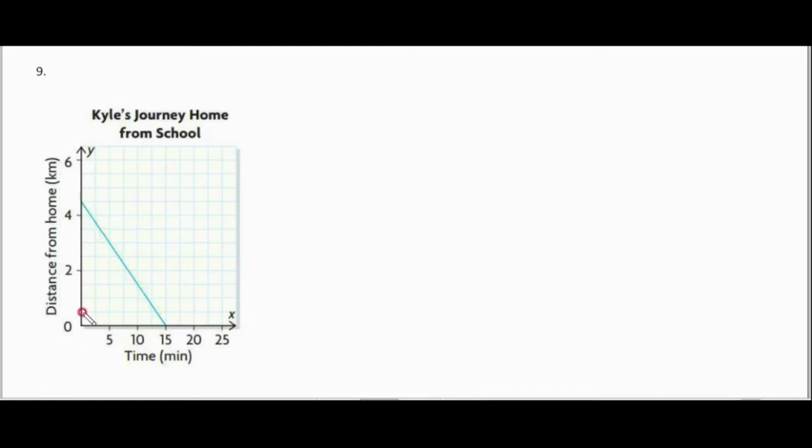When we look at this, Kyle departed from the school and arrived at home 15 minutes later. When the time is 0, he hasn't departed from the school yet, so this is the distance from school to home. The distance is in kilometers. So 4 to, and right here will be 5, so the distance will be 4.5 kilometers. Let's write that again: the distance from school to home is 4.5 kilometers.